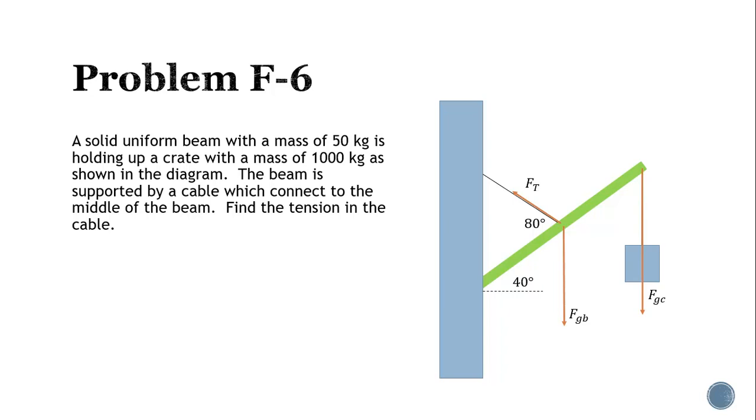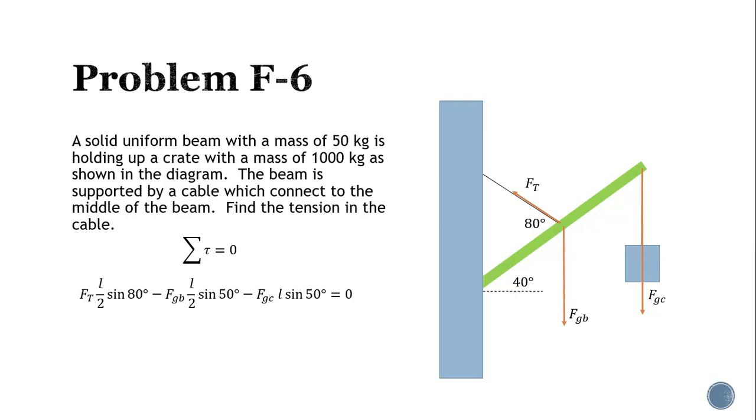There's probably some contact force between the beam and the wall, but I'm going to make the contact with the wall my axis of rotation because that makes my life a little bit easier. So what I want to do is find the force caused by tension times L over 2 times the sine of 80. That's a counterclockwise torque. The other two are clockwise torques.